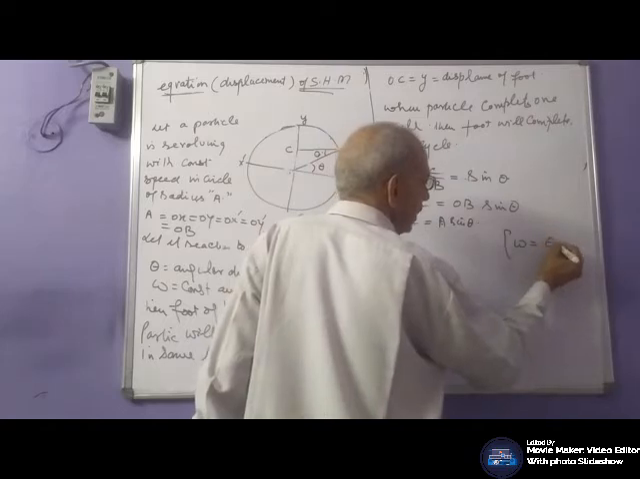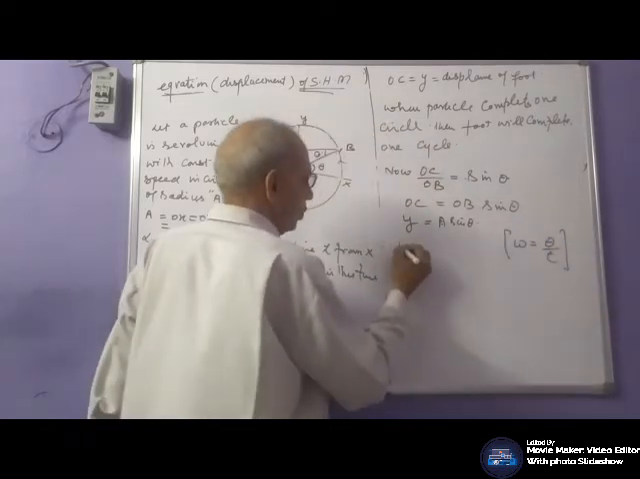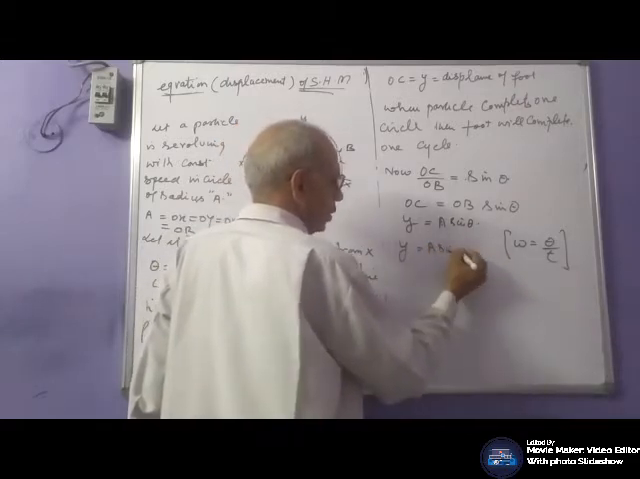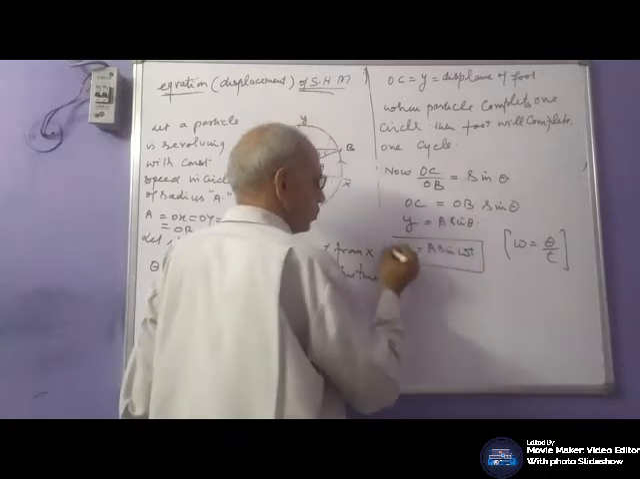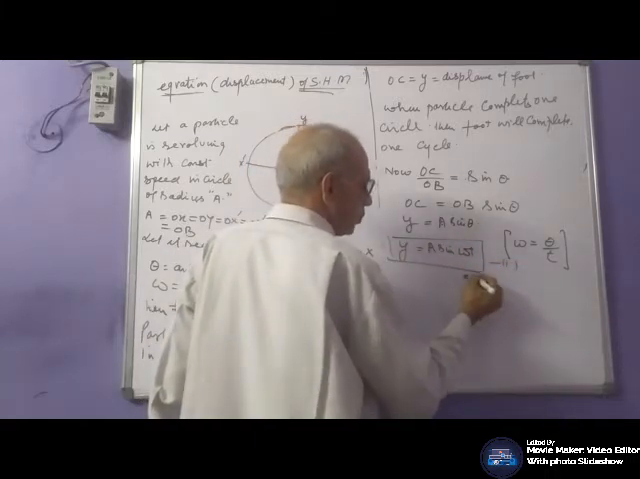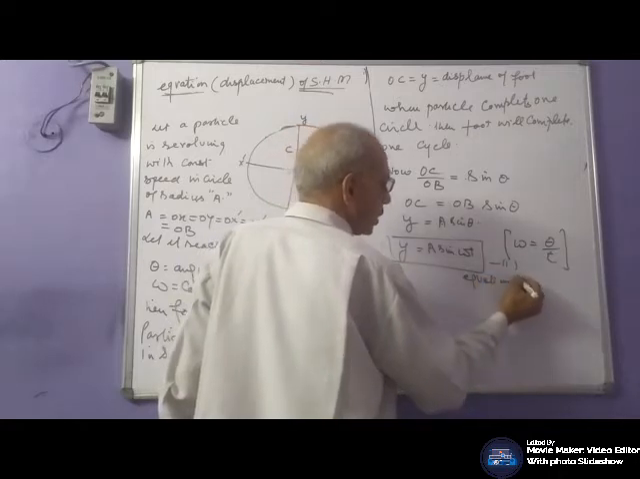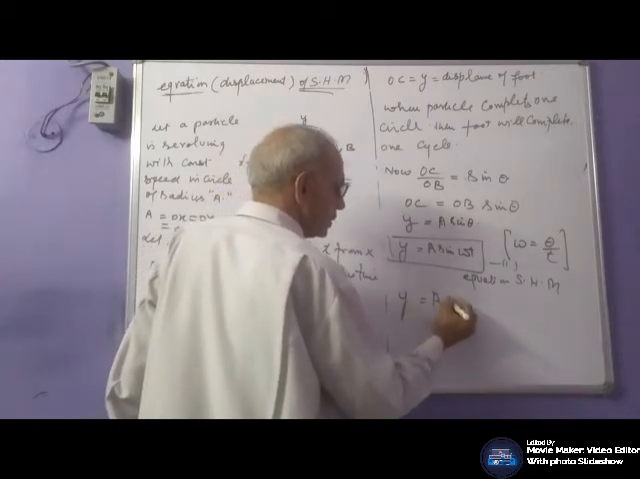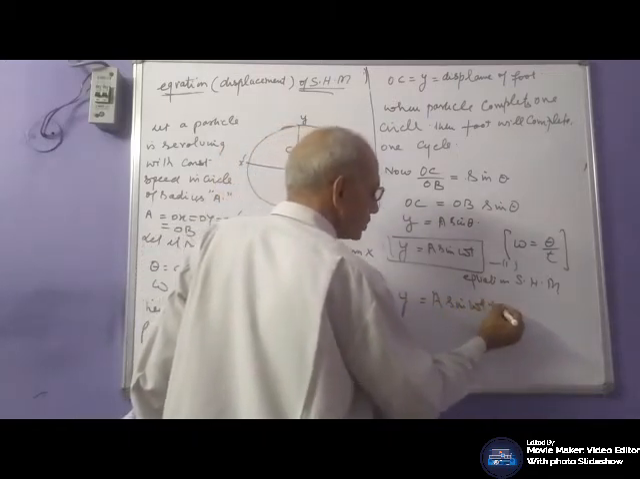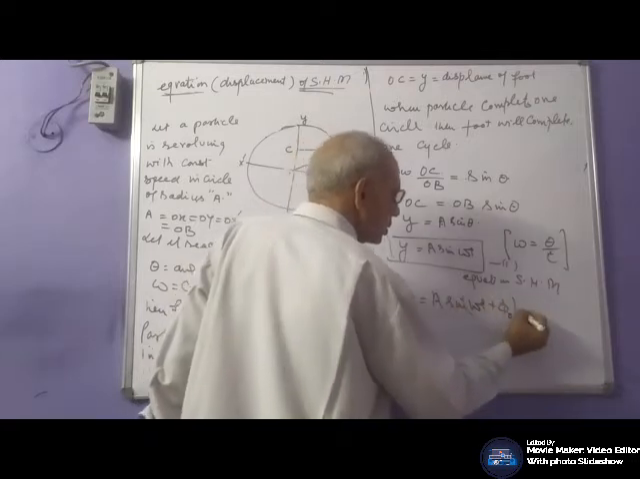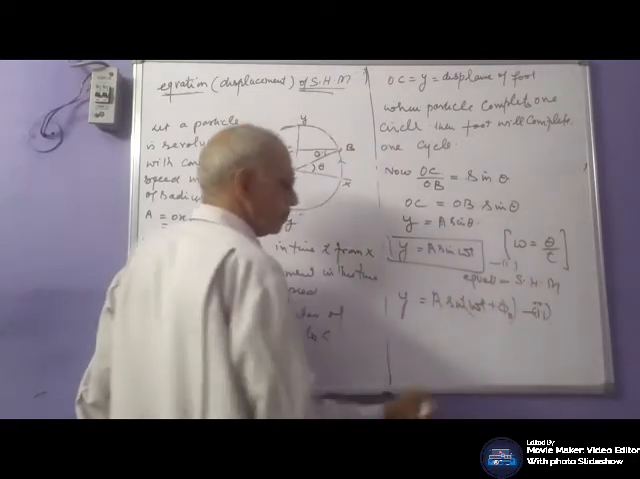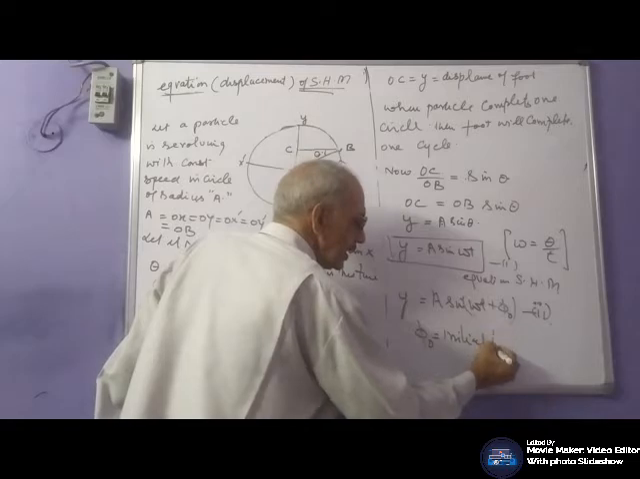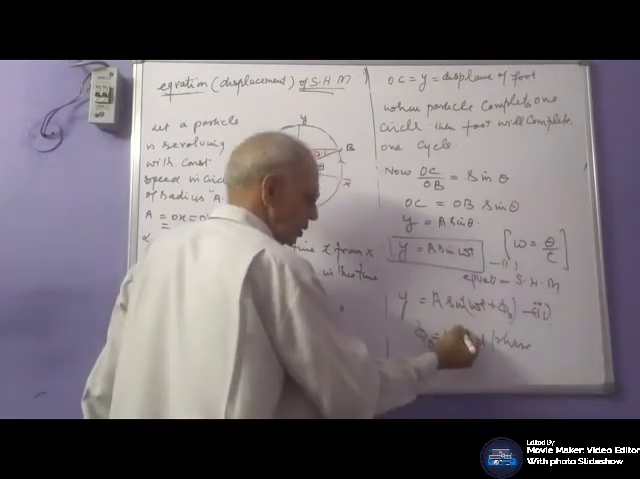But omega is theta by T, or Y is A sin omega T. This is the equation of S.H.M, or Y is A sin (omega T plus phi naught). General equation of S.H.M, Y, phi naught, initial phase. What is phase? We will just discuss.